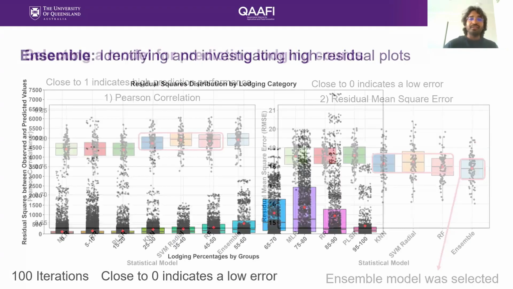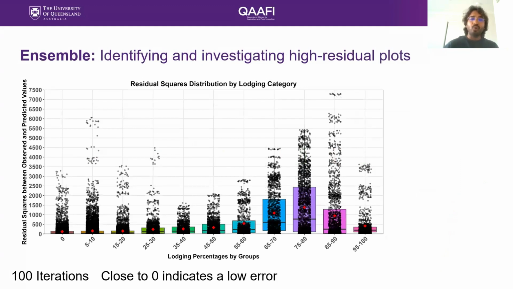analysis. Then I looked across the whole data set to identify plots that were poorly predicted. On the y-axis, we can see the residual squares between observed and predicted values. On the x-axis, I made those lodging counts into groups to better understand what's happening. The figure includes results from multiple cross-validation iterations. So a single cluster may represent repeated predictions for the same plot.